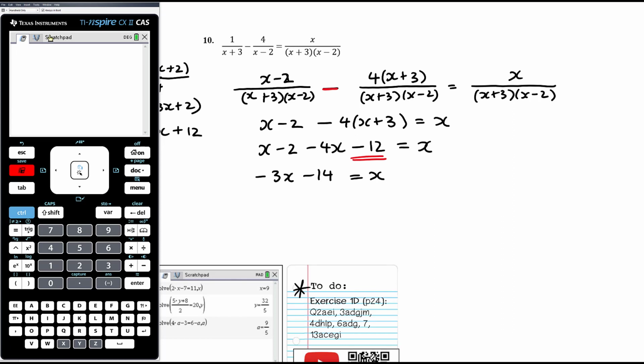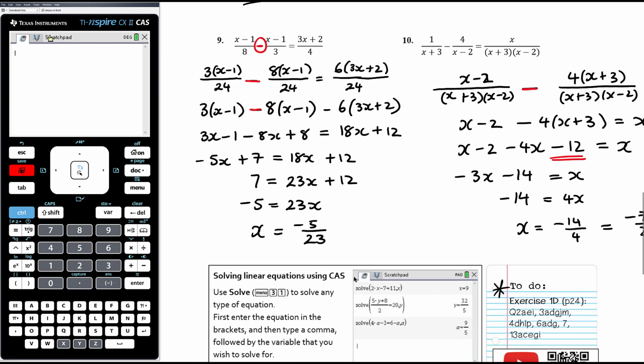I'm going to add 3x to both sides, so we get negative 14 equals 4x. And I'm going to divide both sides by 4, which gives me x equals negative 14 on 4, which is not in simplest form, because 2 is a common factor there, so negative 7 on 2.